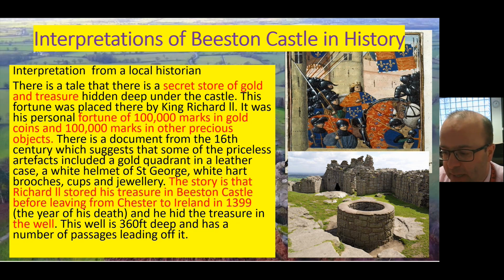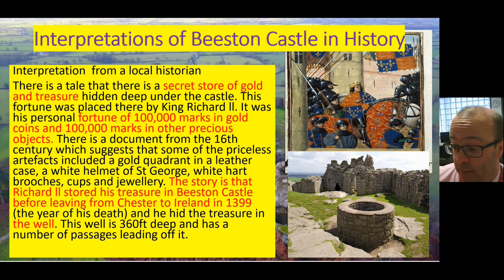That interpretation of Beeston Castle around the 1400s is a real positive impression of the castle's history. It makes the castle seem special, that a king could possibly leave gold there. It's encouraged people to hunt for that treasure ever since. It means that the site locally has got some local importance, local significance. And it's just a famous story about this castle in Chester.